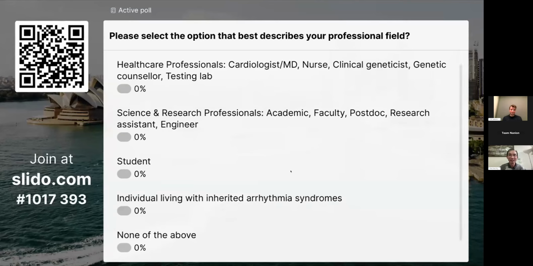Before I start, I thought I'm going to do a quick poll to survey what we have today, different professions in our audience. So I'm going to do it myself. So you just scan the QR code and then select one of the options that best describe your profession. So we can all see who's in the audience.